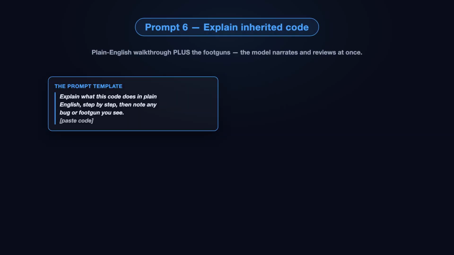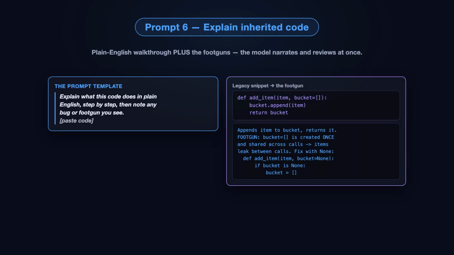Prompt 6, Understanding code you didn't write. We all inherit code that makes no sense. Don't just ask what does this do, ask for the footguns too. Explain what this code does in plain English, step by step, then note any bug or footgun you see.